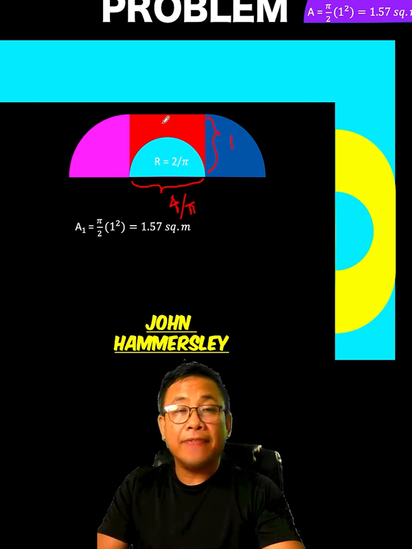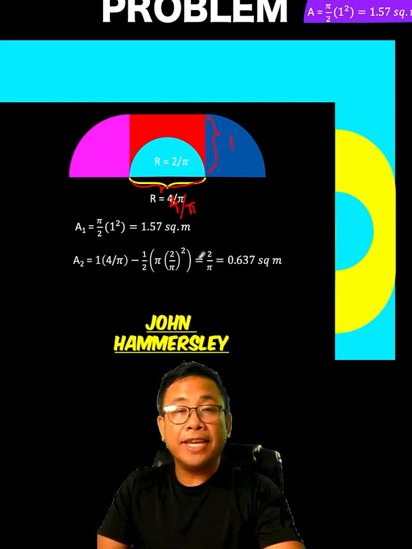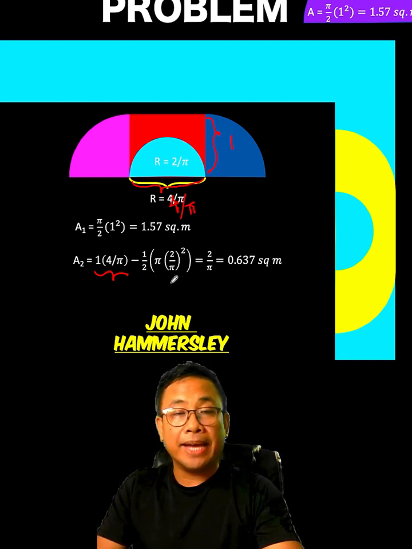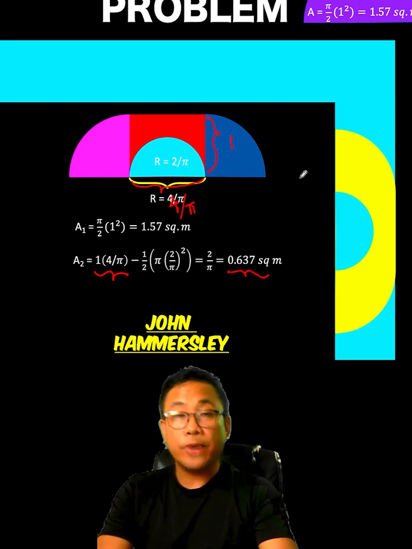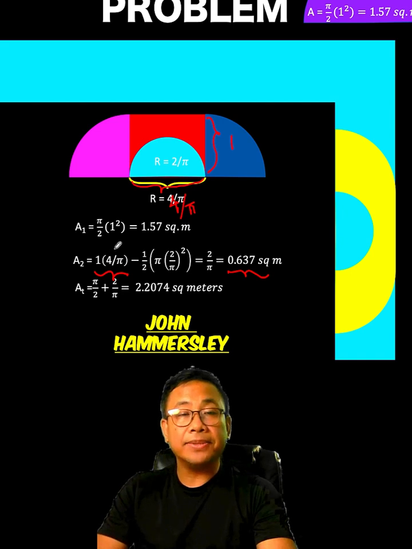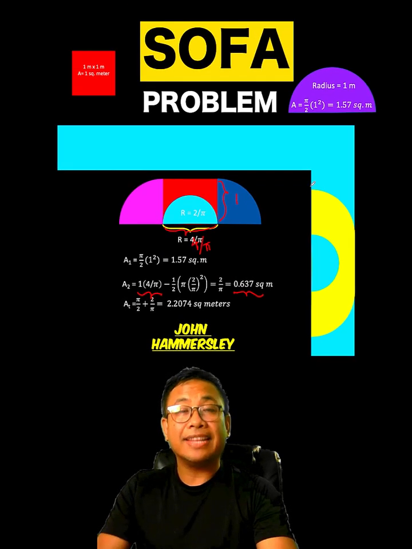And therefore, the area of this region in between the 2 quarter circles would be the difference between the area of the rectangle, which is 1 times 4 over pi, which is now this area, minus the area of this quarter circle, which is 1/2 the area of the circle with a radius of 2 over pi. So we have here pi r squared. And simplifying this, we have 2 over pi, or approximately 0.637 square meters. And adding now A1 plus A2, the area of this yellow telephone receiver is about 2.2074 square meters. Now the question is, is this the largest possible sofa that can solve this problem?